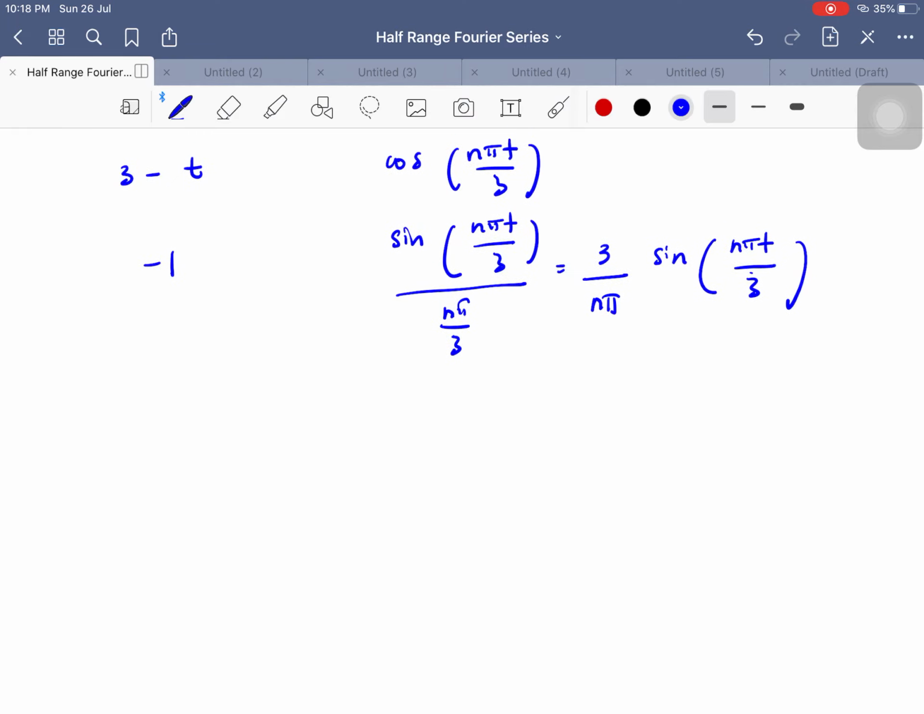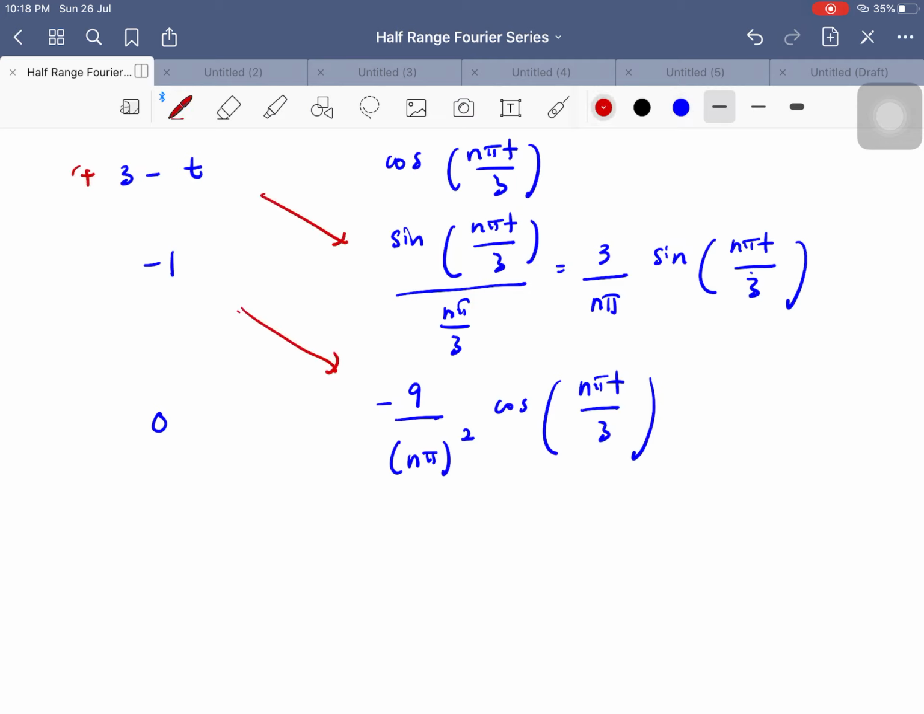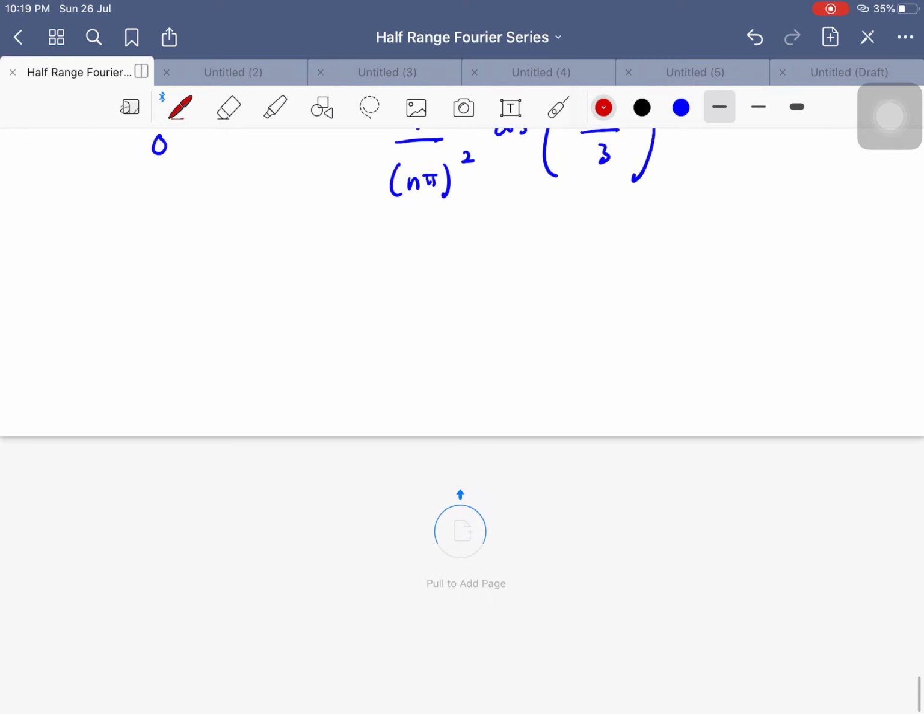And of course, when I differentiate -1, that will be a 0. And when I integrate this for the second time, I'll end up with 9 over n pi square. Sine is going to be negative cos, so I'll end up with negative cos of n pi t over 3. That will be the outcome when I integrate them. All I have to do is put plus and minuses and we're done.